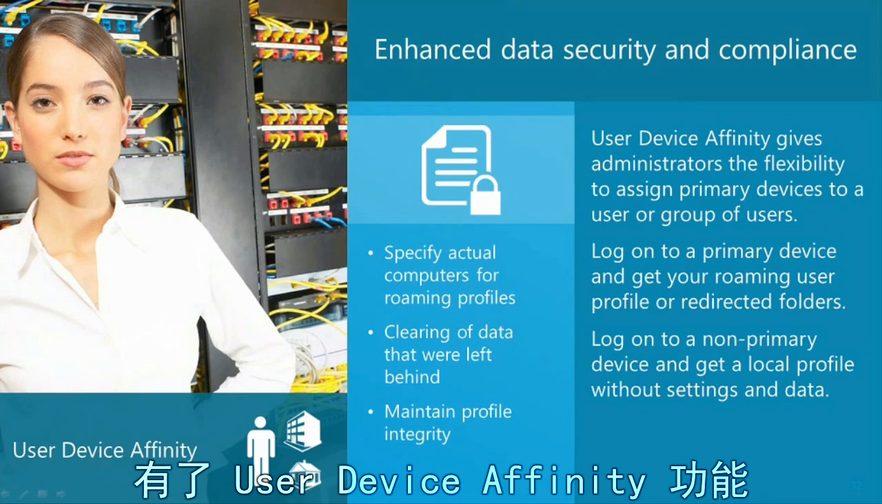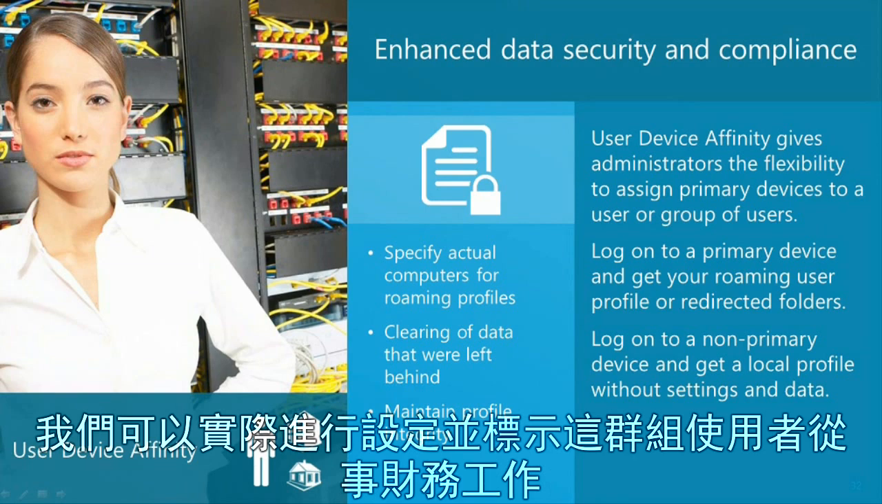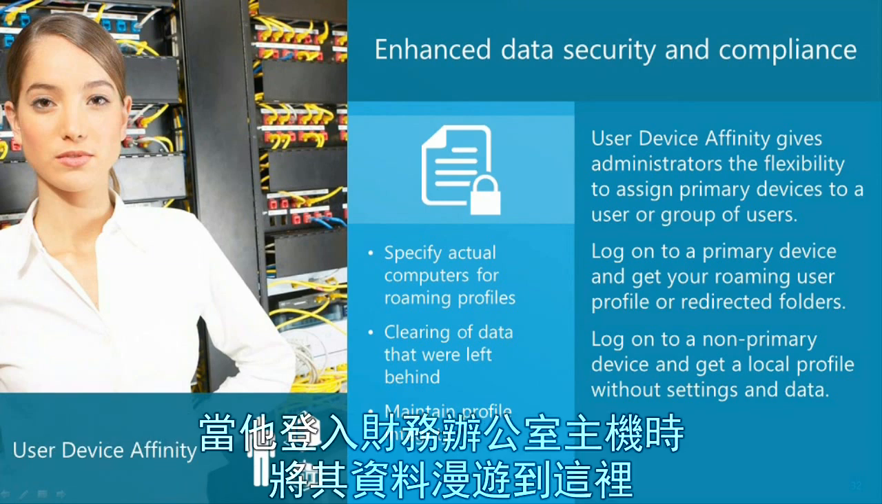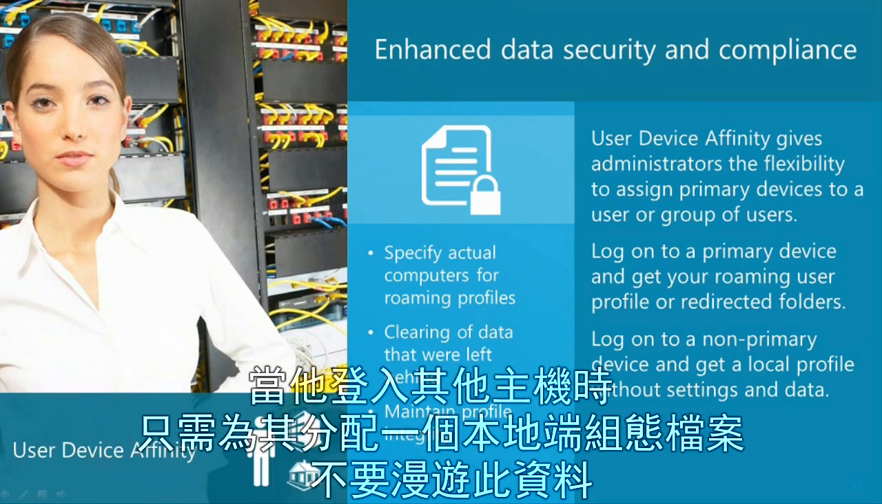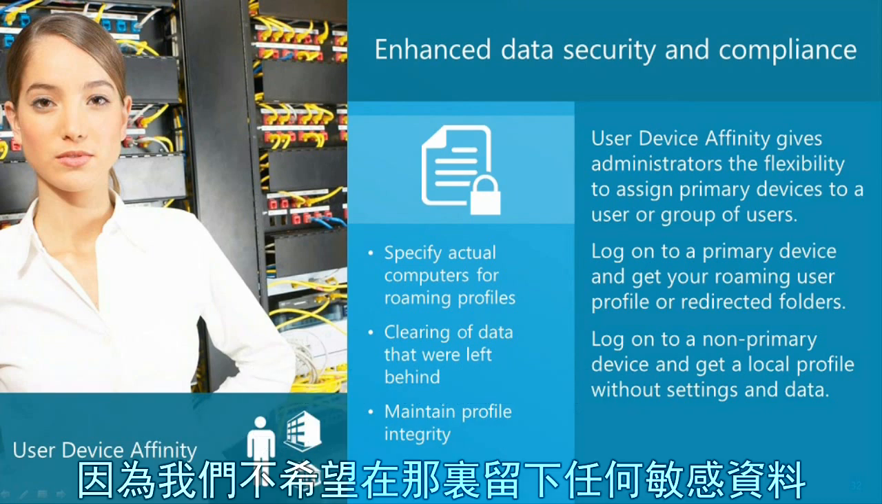So with user device affinity, we can actually set that up and say, hey, this group of users, this user works in finance, his primary machine is in the finance office. When he logs into that machine, roam his data to it. When he logs in anywhere else, just give him a local profile. Don't roam his data because we don't want anything sensitive ending up there.